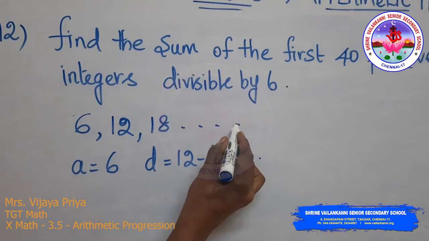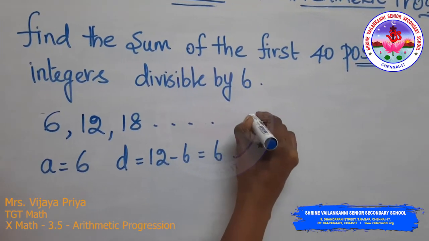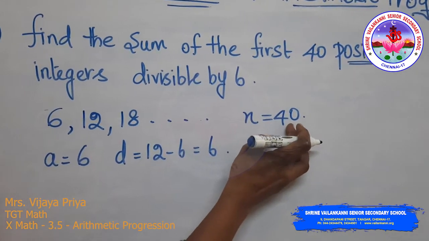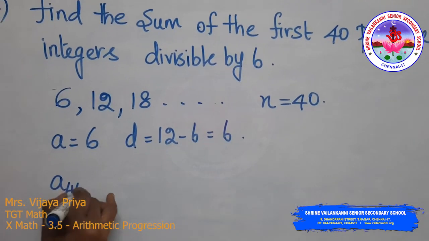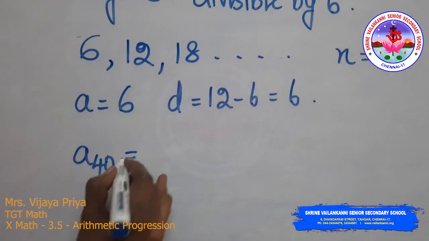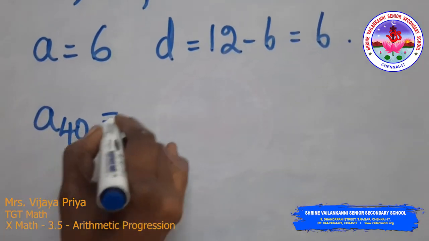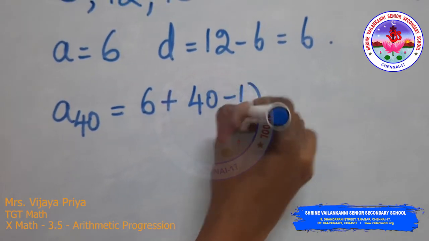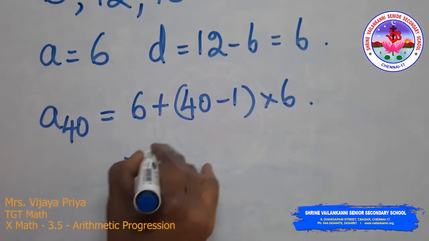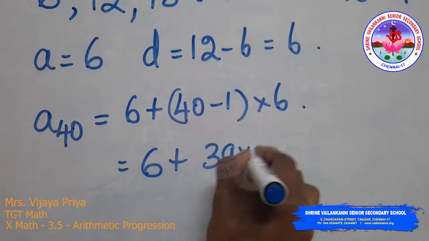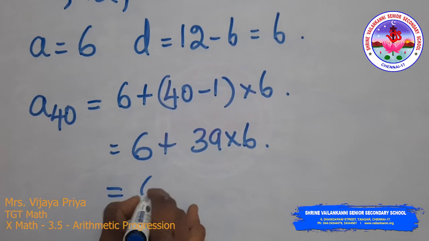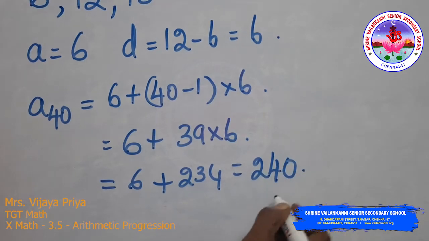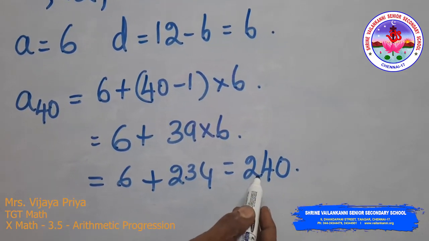I want to find out my an, where I know that n is equal to 40 positive integers. So n is equal to 40 here. I need to find out what is my 40th term in the sequence. So in my an expansion, a40 is equal to a plus n minus 1 into d. So 40 minus 1 into 6, which is equal to 6 plus 39 into 6, which is equal to 6 plus 234, which is equal to 240. So the last term of this sequence will be 240.